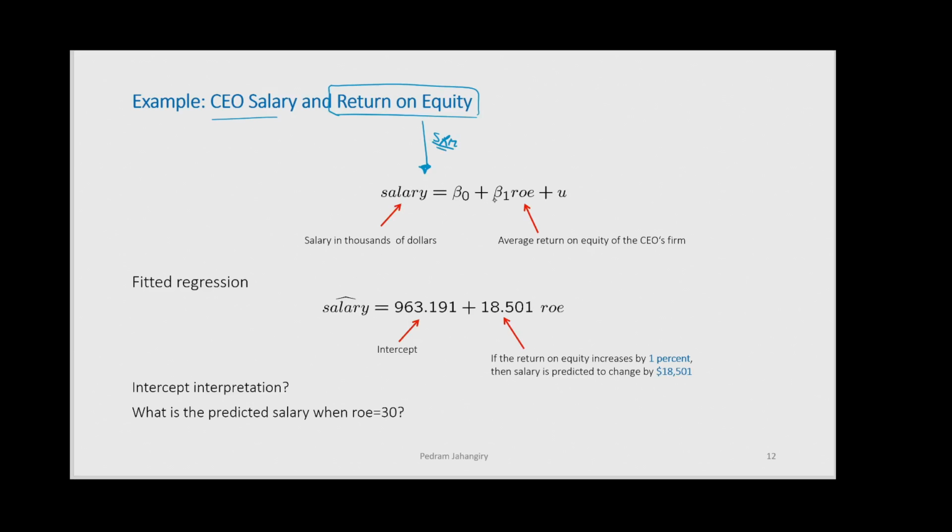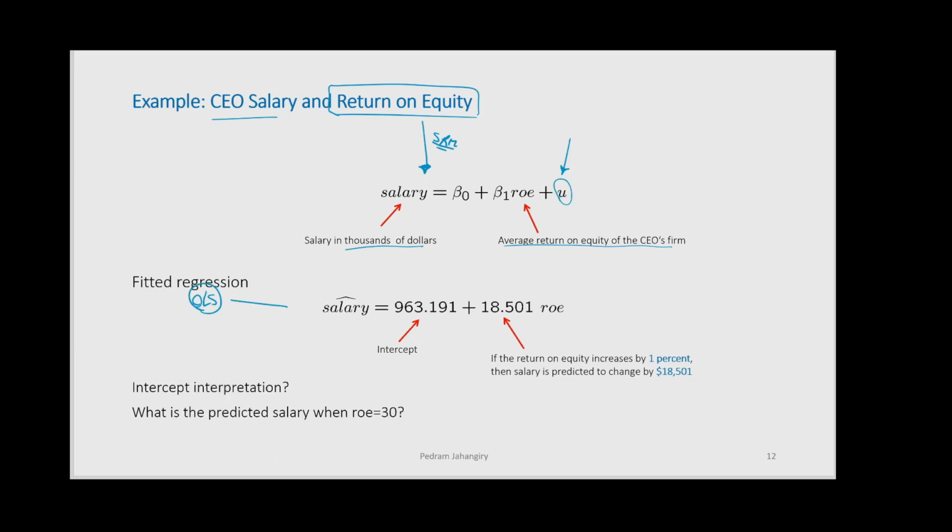Salary is equal to beta 0 plus beta 1 ROE plus U. Salary is reported in thousands of dollars, and ROE is the average return on equity of the CEO's firm. And what are U's? U's are unobservable. You can think of it as salary depending on many other things, but just for an exercise, I'm going to ignore all of them and put them in the U variable. Then we are going to use OLS.